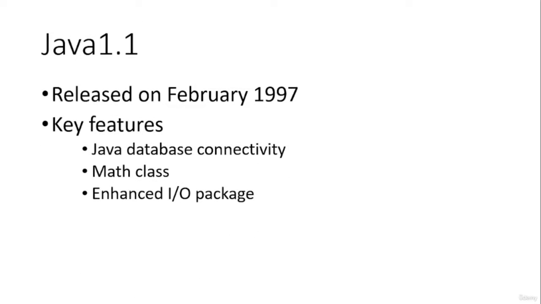Now let us discuss version 1.1, introduced in February 1997. The key features include Java Database Connectivity, which means it will be able to connect to different databases using this connectivity tool. Next is the Math class, which provides all the mathematical and trigonometric operations. With the help of the Math class, we can do the development. There will be a separate lecture on the Math class, so we will continue with this section.